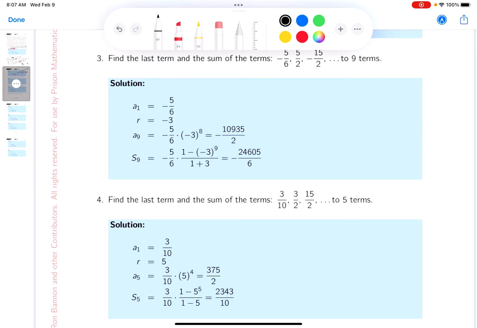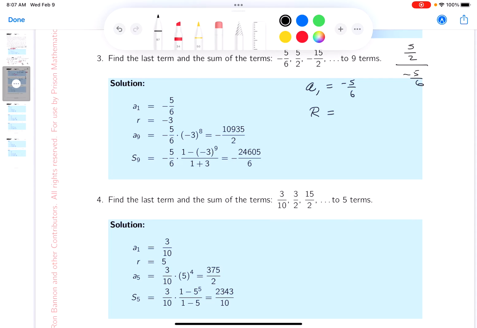Okay, so we've already done two problems in the exercise set. Now I'm going to write this down for you. I'm going to write down A1, and I still want to check to make sure it's geometric. So it's minus 5/6, and I'm making assumptions it's geometric, but who knows? Maybe it's not. So I've got to take the common ratio. So it's 5/2 divided by minus 5/6.